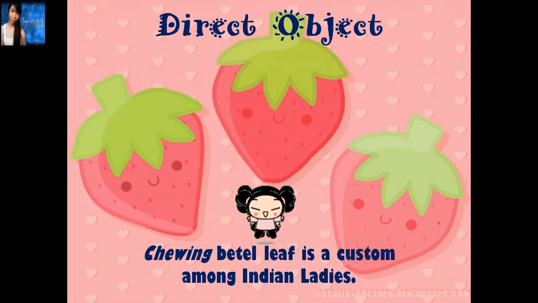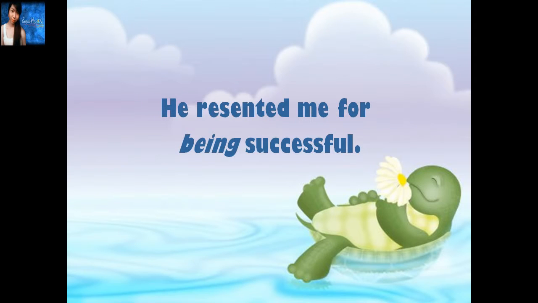Second is as a direct object. Direct object is the receiver of the action of a transitive verb. Our example is, chewing bitter leaf is a custom among Indian ladies. For us to easily find the direct object, we just have to ask what, like this. What is a custom among Indian ladies? So the answer would be chewing bitter leaf, and it will be our direct object.